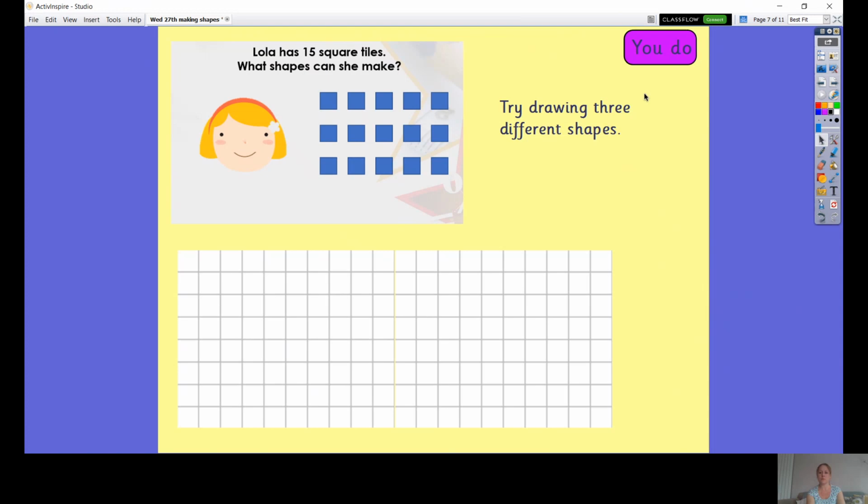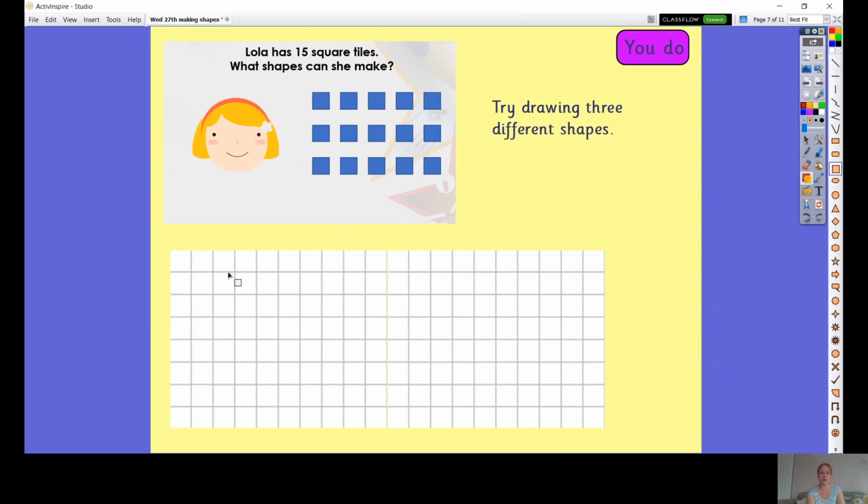Okay, so I can't move the squares individually, so I'm going to try and draw some little squares here to move around. So 1, 2, I know they're not joined up at the moment, 3, 4, 5, really hard to draw, 6, 7, 8, 9, 10, 11, just looks like a blob, doesn't it? 12, 13, 14 and 15. So I've got 15 squares there. They're not perfect squares.